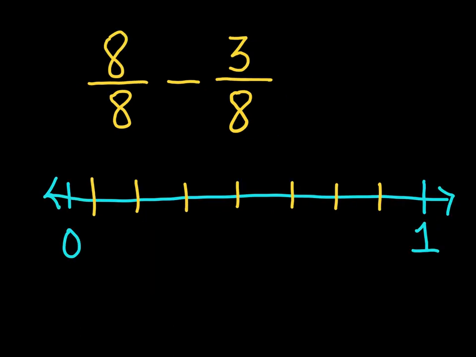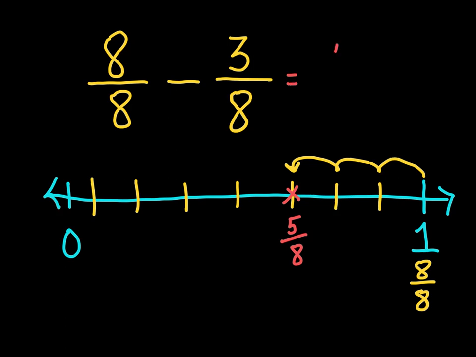8/8 minus 3/8. All right, so let's start by finding where 8/8 would be. 8/8 would be about here because, right, that is a whole. 8/8 represents a whole. And we're moving down 3/8. So we have 1, 2, 3. So we ended up here, and we went down 3/8. So what is that at? That is at 5/8. So 8/8 minus 3/8 is equal to 5/8.